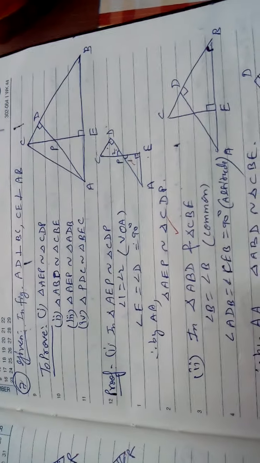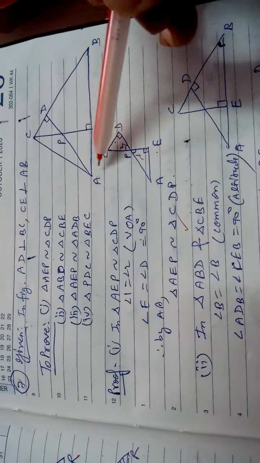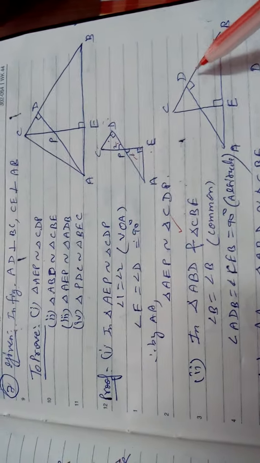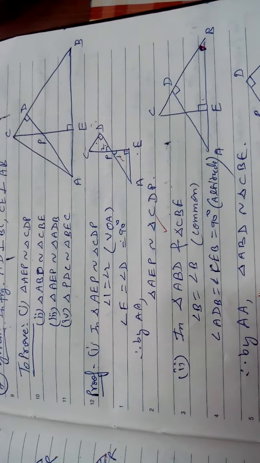In the second part, ABD and CBE. So this triangle I have taken. This line I am not drawing. It is common. This is 90, double A again. You are getting by double A, it is similar.